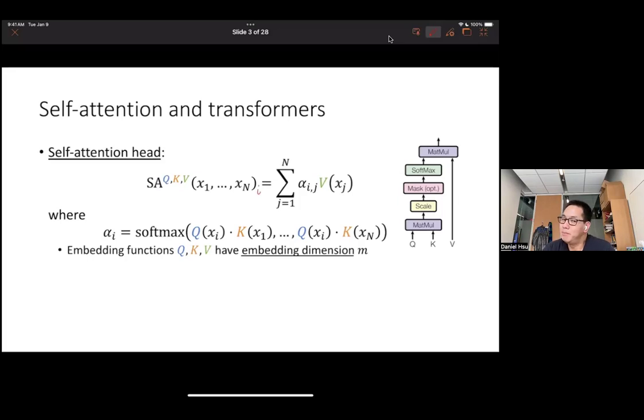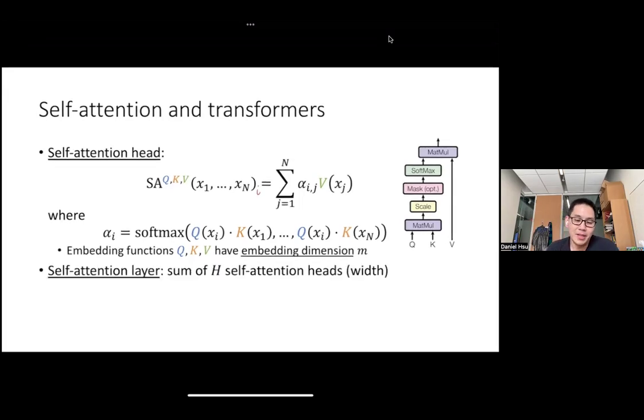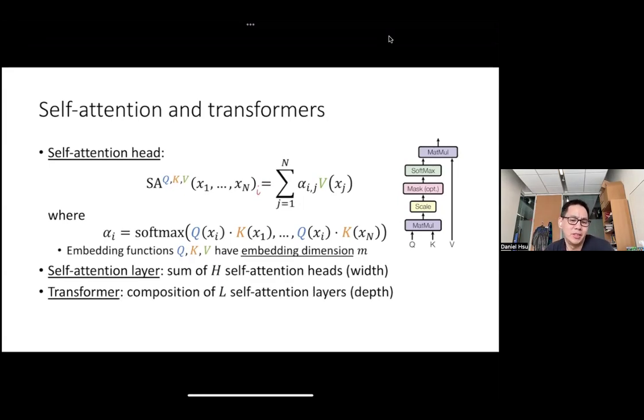And so in this talk, I'm going to be pretty lax in terms of what I think of as a self-attention head. In particular, the embedding functions are going to be allowed to be arbitrary functions that just embed some element into m-dimensional vector space. A self-attention layer will just be a sum of h of these self-attention heads, and a transformer is just a composition of L such self-attention layers.